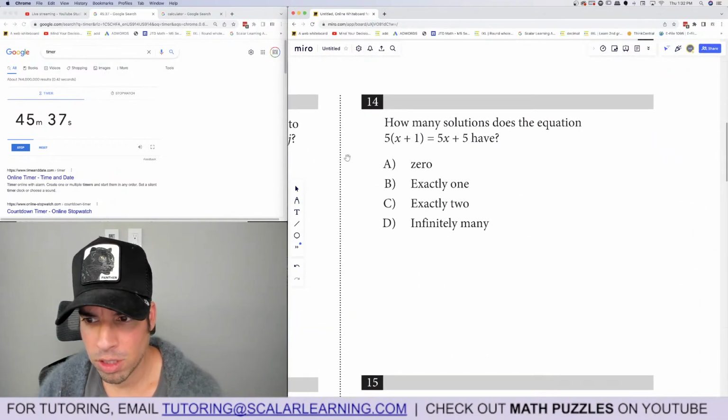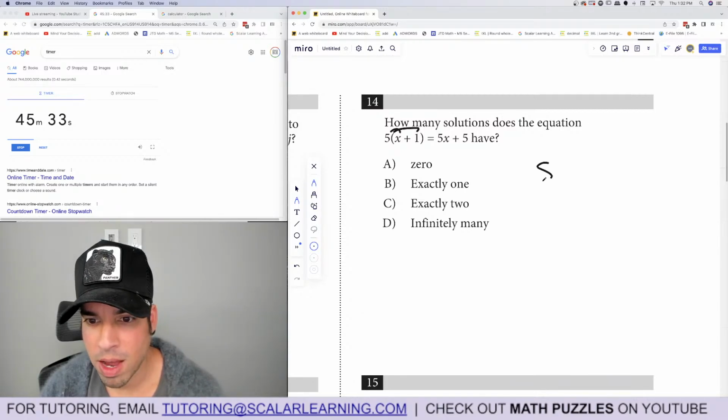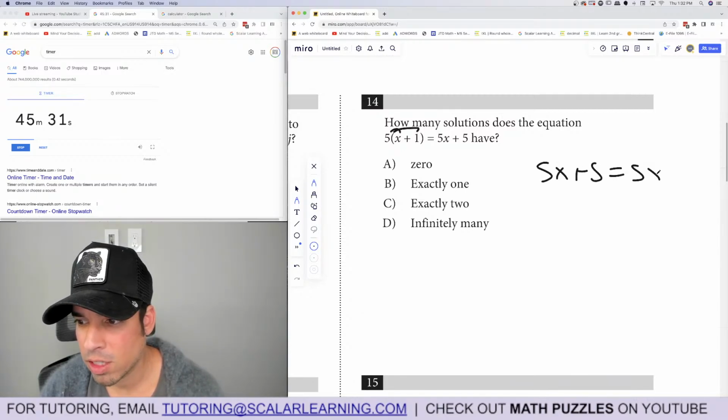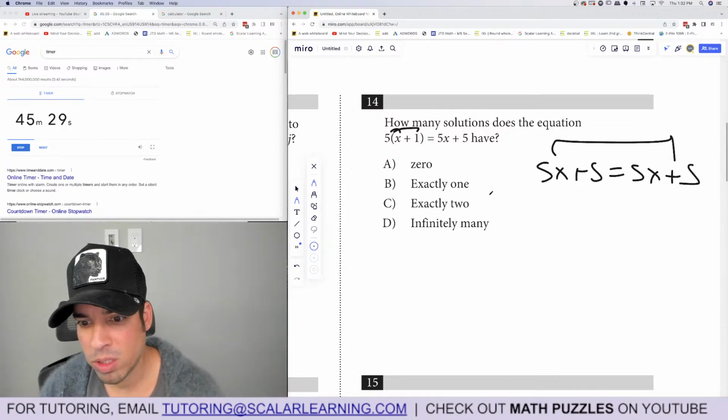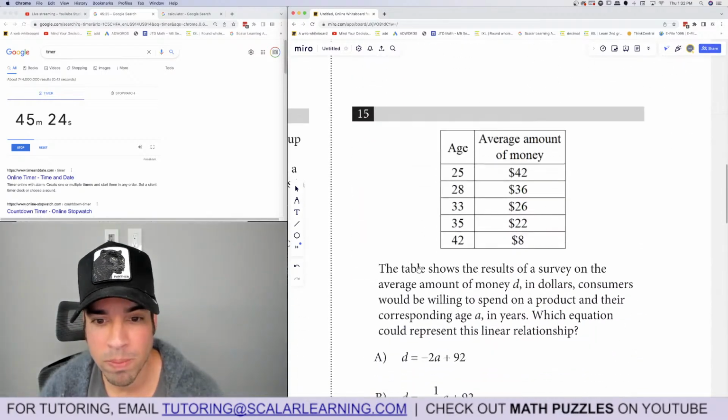For how many solutions does the equation have? Okay, so it's 5x plus 5 equals 5x plus 5. This is the same thing on both sides. That means there's infinite solutions because you can plug in anything for x and it will be true.